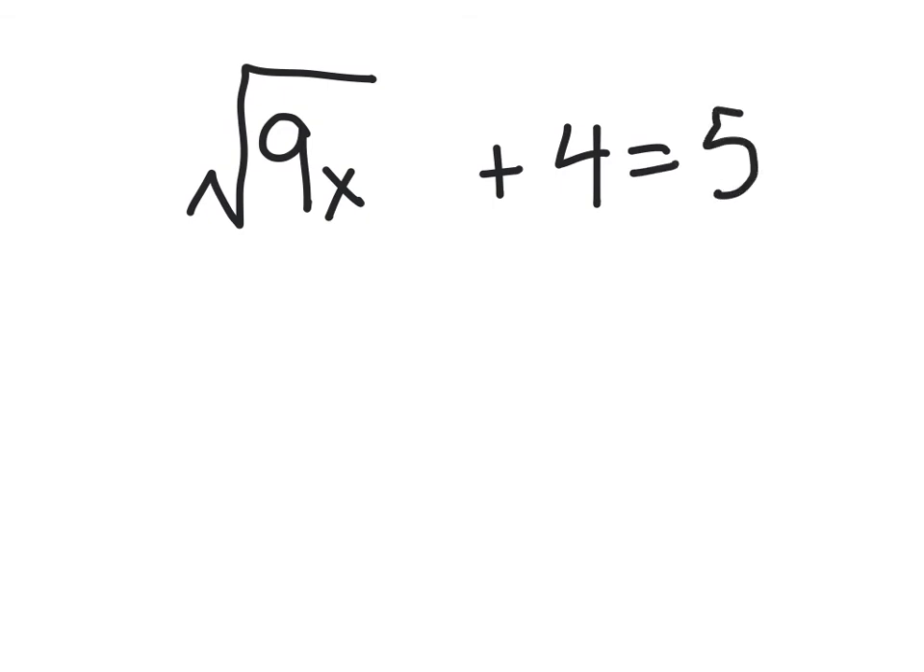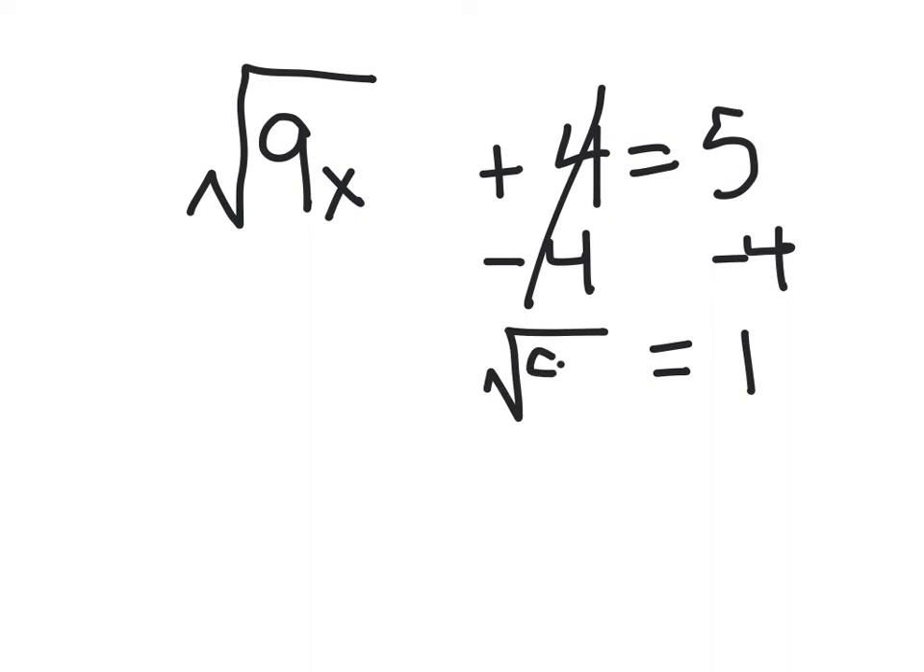In order to solve this equation, let's first move that plus 4 over to the right side. We'll do that by subtracting 4 from each side. That will cancel. On the right side, we will be left with 1. That leaves us with a radical of 9x is equal to 1.